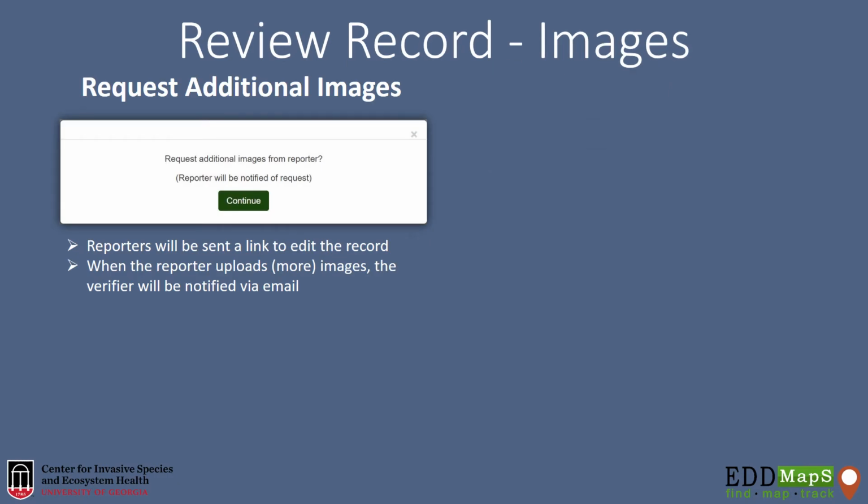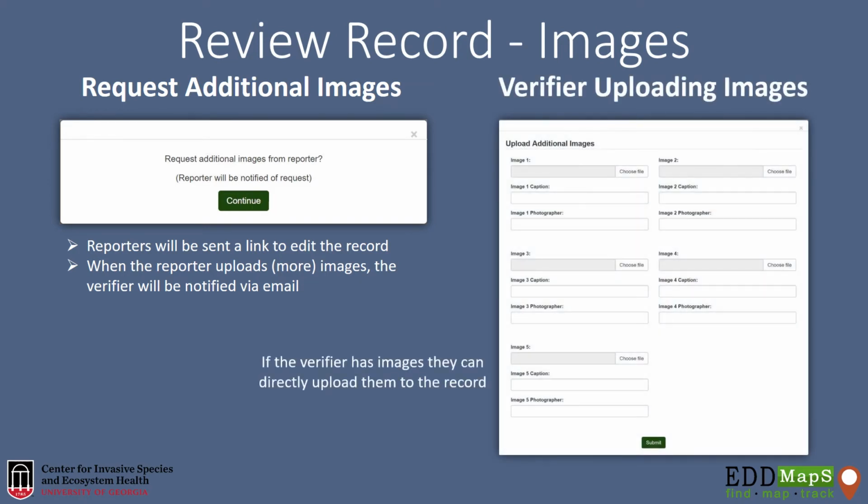The Request Additional Images option opens a pop-up that confirms your request. Clicking Continue will trigger an email to the reporter with the request and a link for them to upload the images to their record. Once the images are added, you will be notified by email. If you have images that were either sent directly to you or ones that you acquired that are relevant to the record, you can upload them to the record with the Upload Additional Images option.